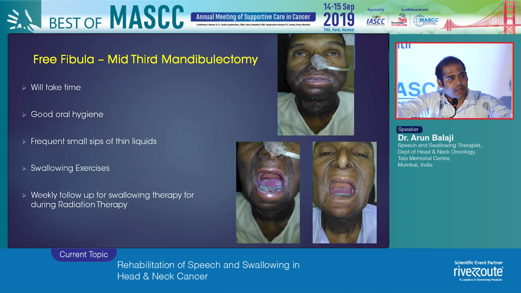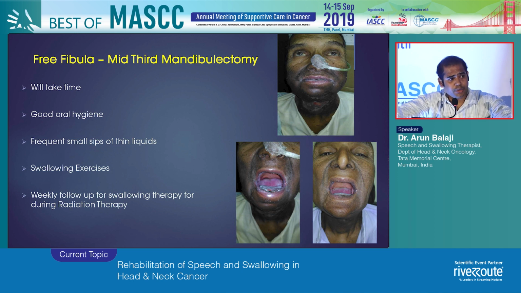So this gentleman, carcinoma of the anterior one-third lower alveolus, underwent segmental mandibulectomy with free fibula osteocutaneous flap. The patient is good. It's a very extensive tumor. It takes time, not like other patients. A feeding tube is necessary immediately after surgery, and we have to evaluate, and we need to think about whether we are able to initiate orally or not.